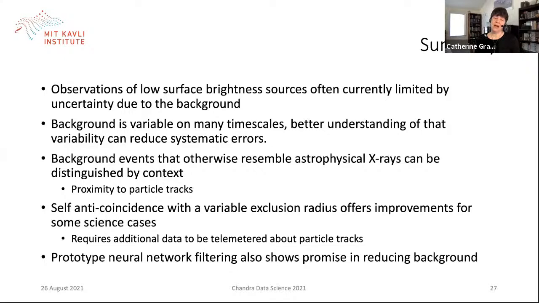Background events that otherwise resemble cosmic X-rays can be distinguished by context, and in this case, we're looking at proximity to particle tracks. Self-anticoincidence with a variable exclusion radius offers potential for improvements in some science cases, but it does require additional data to be telemetered about the particle tracks. And a prototype neural network filtering also shows promise in reducing the background.